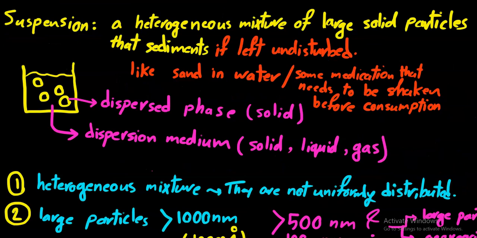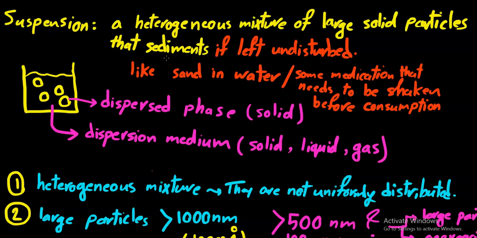So let's talk about suspension. The characteristics of suspension are completely in contrast with the solution. For example, when we call the solution a kind of homogeneous mixture, suspension is a heterogeneous mixture. When the particle size in the solution is too small, the particle size in suspension is too large, too big, and so on. So let's talk a bit about the suspension.